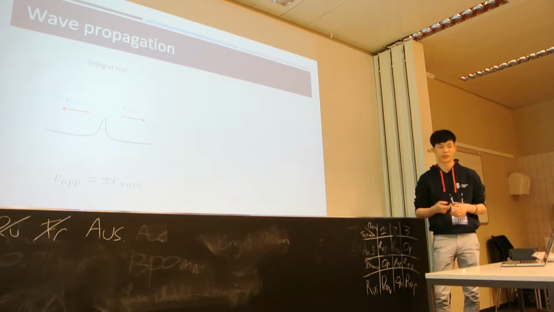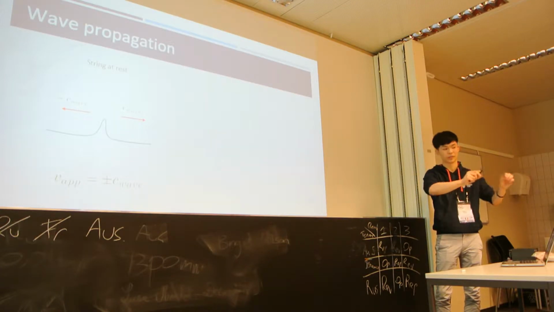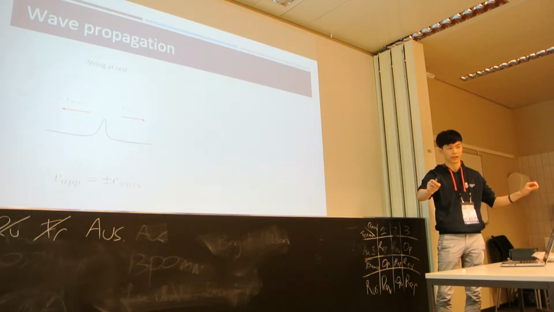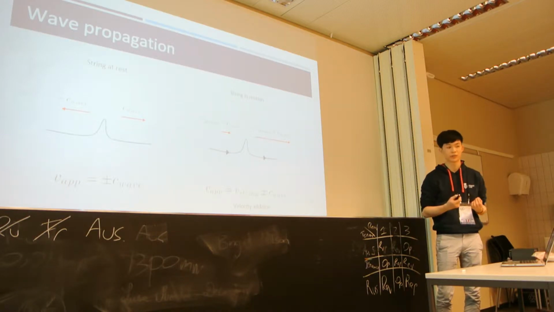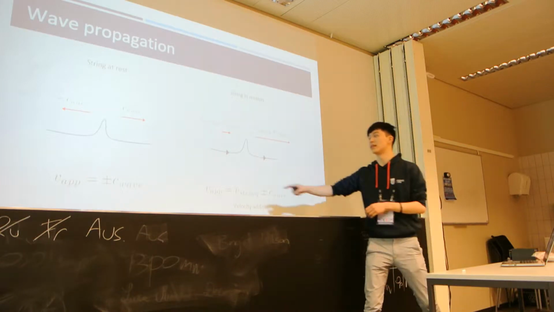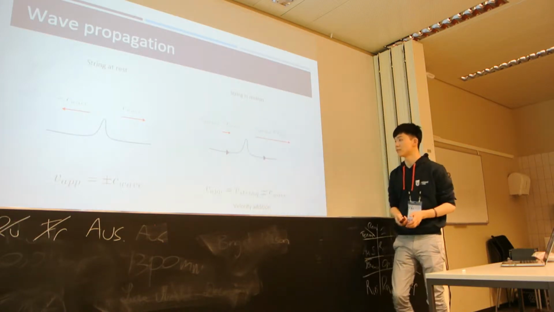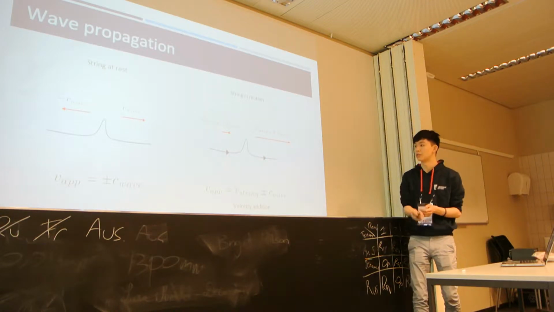first recall that for a string at rest, if you excite it somewhere on the string, then you will see a wave propagating to the left and to the right. But if the string is in motion, to get the apparent speed of the waves, you have to just add the velocity of the string. In some cases, this can lead to a slow wave and a fast wave. So a slow wave you have already seen in the video before. Here I will show you the fast wave.